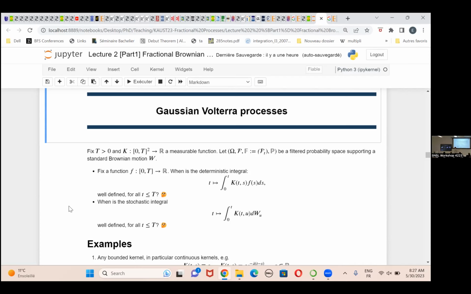Here, you need more integrability on K, right? L1 is not enough because we know from Ito theory that you need L2 integrability. So this already will restrict the class of kernels that you can consider, but essentially, for this object to be well defined, you need K to be in L2 in U, essentially. So square integrable or locally square integrable.